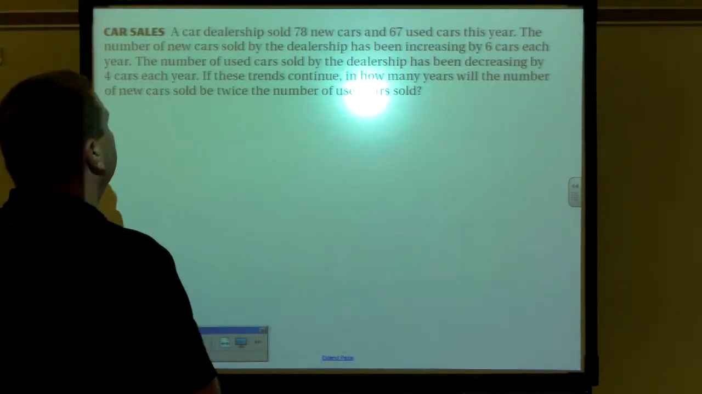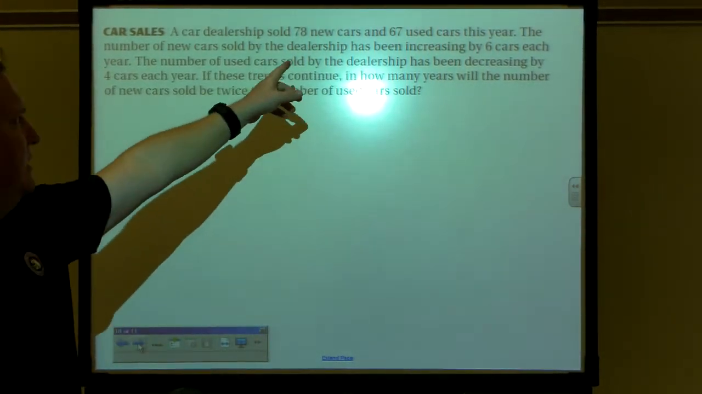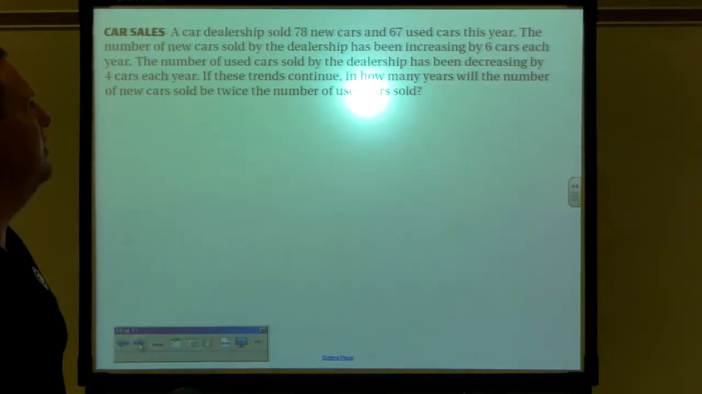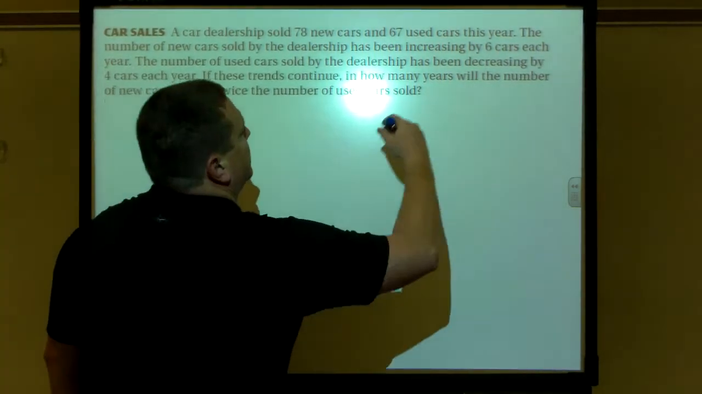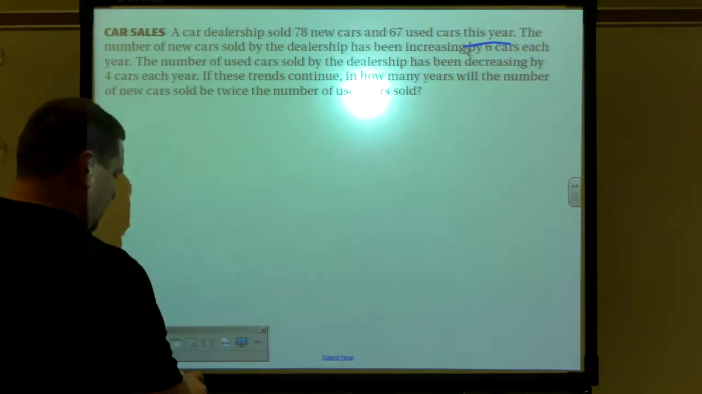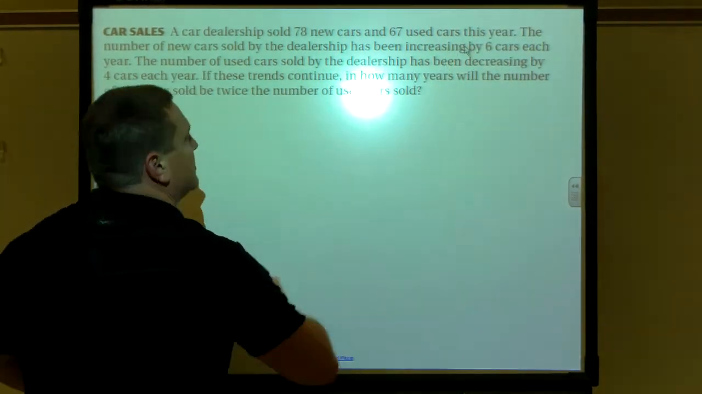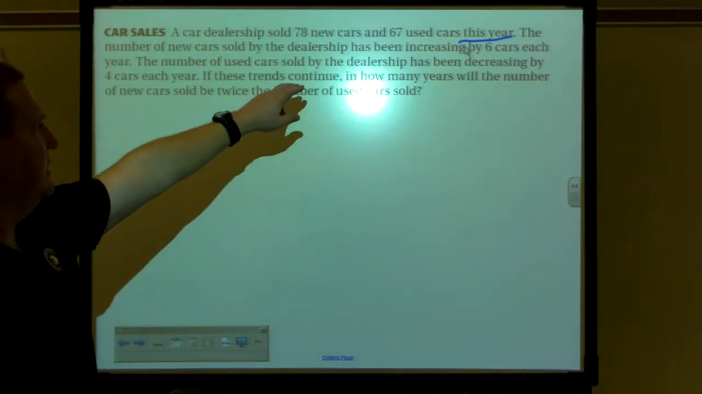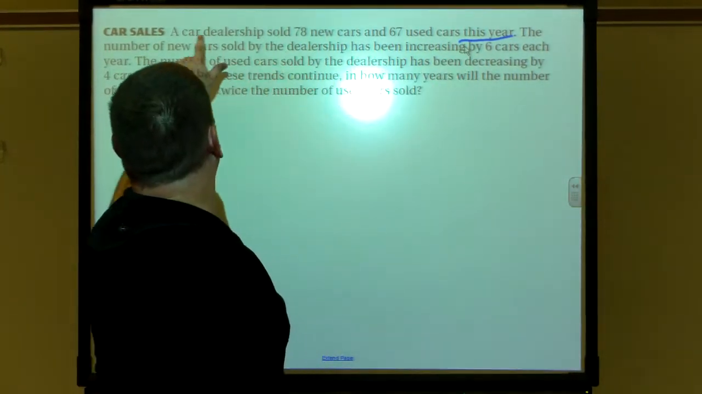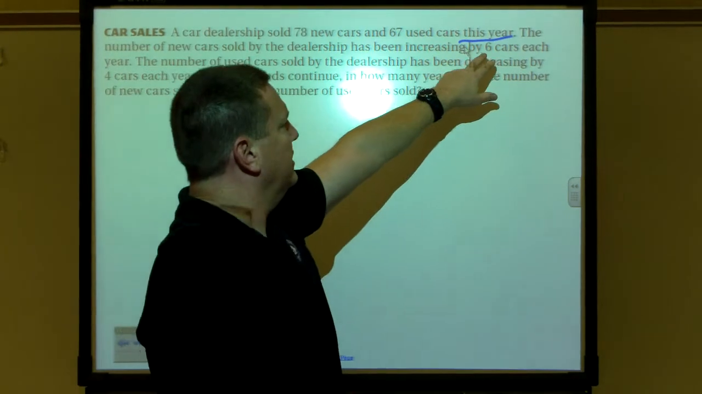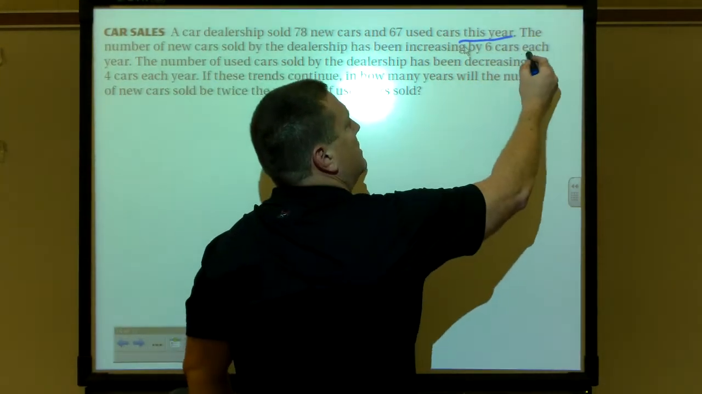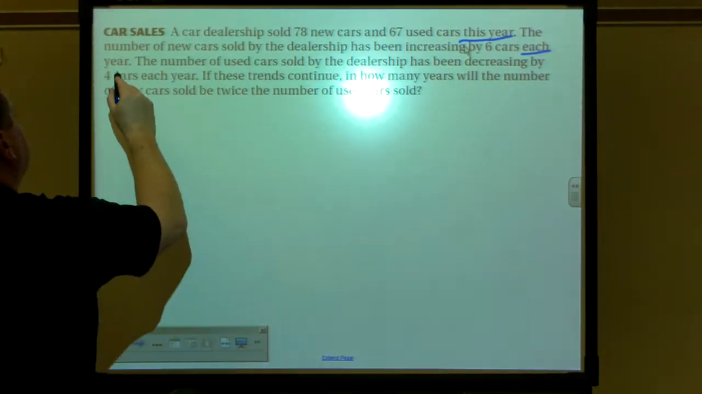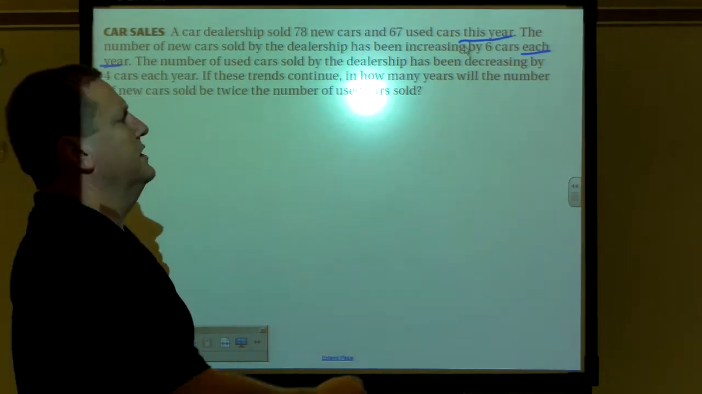Little word problem here. A car dealership sold 78 new cars and 67 used cars this year. That sounds like it's important. The number of new cars sold by the dealership has been increasing. So the new cars have been increasing 6 cars each year. So 6 cars each year.